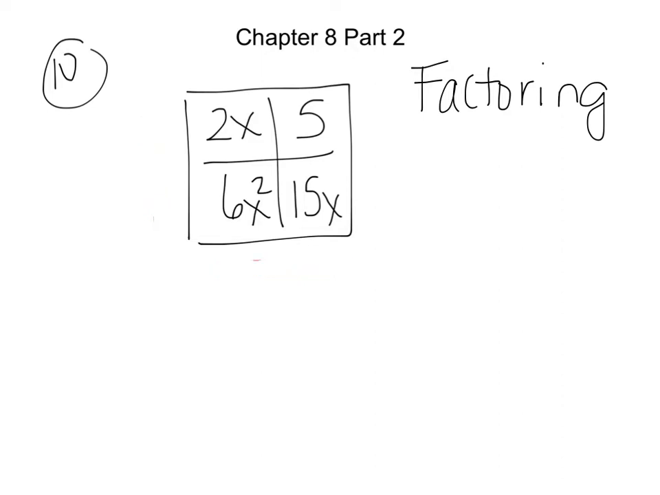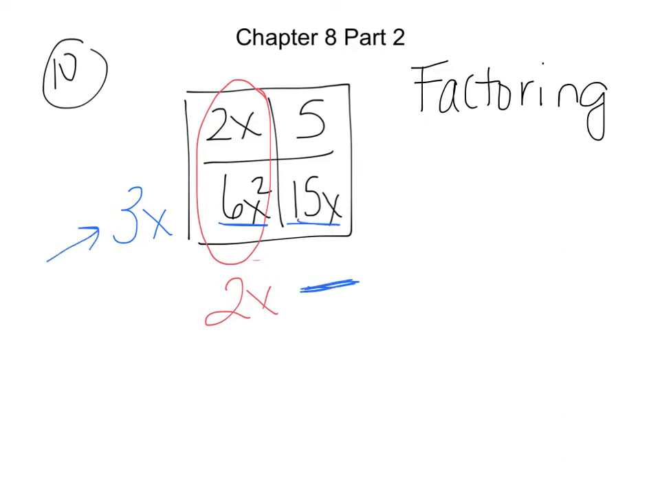So I'm going to take a look at this column here, and I want to try to find out what is the greatest common factor between 2x and 6x squared. Well, that's going to be a 2x. From here, I'm going to work backwards, and I want to find out what am I going to multiply here with 2x to get 6x squared. Well, if I work backwards, that's going to give me a 3x. And then I'm going to proceed and do the same thing over here. What times 3x is going to give me 15x? And that's going to be just a positive 5.